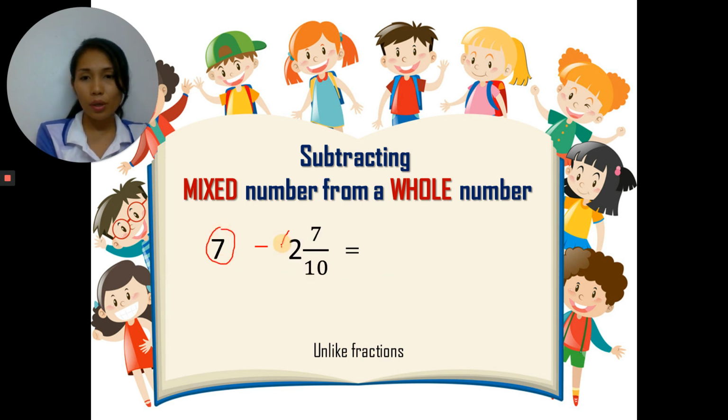7 is a whole number, 2 is a whole number, so 7 minus 2 is 5. Now just copy the fraction. 5, 7, 10. And that's it. Dealing with whole numbers with fractions is so much easier.